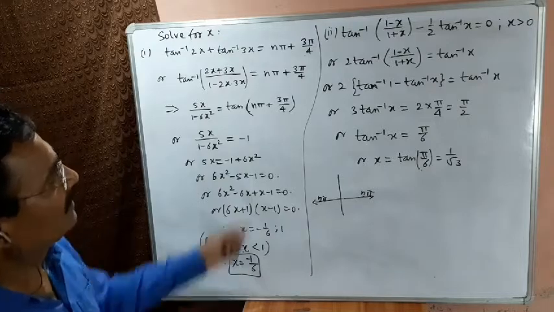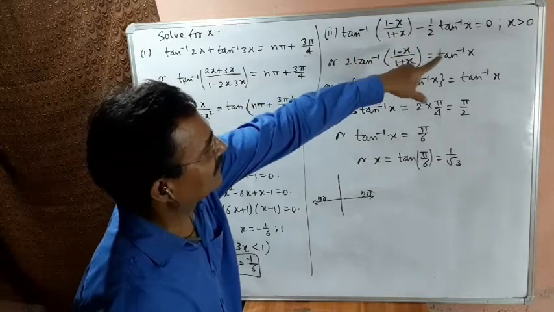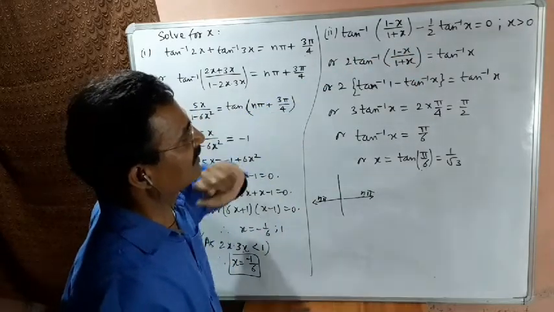Okay. Next question: tan inverse of (1 minus x) by (1 plus x) minus half tan inverse x equals 0, where x is greater than 0.